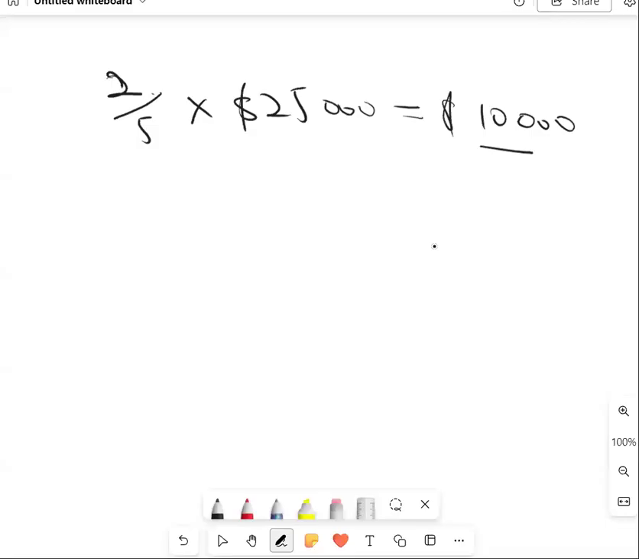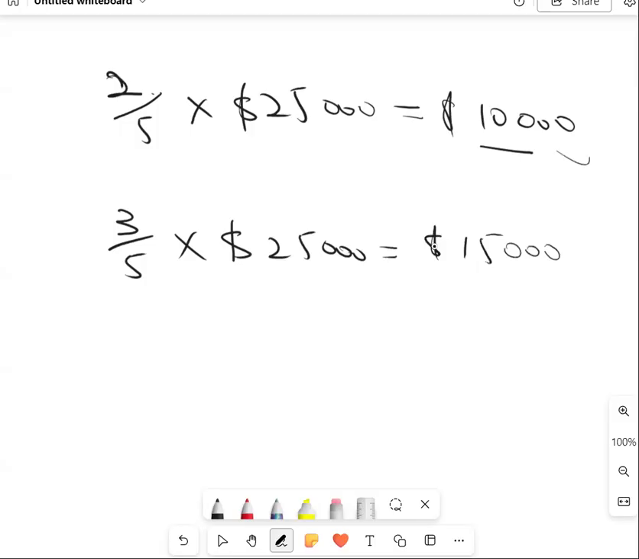And similarly, the person who is going to receive 3 out of the 5 proportional parts, you do 3/5 multiplied by 25,000, and you will get 15,000. One person is going to get 10,000, the other one is going to get 15,000. The one with the 2 proportional parts will get 10,000. The one with 3 out of the 5 proportional parts will get 15,000. So that's an alternative way of looking at the same problem.